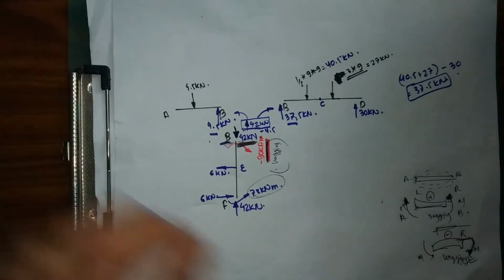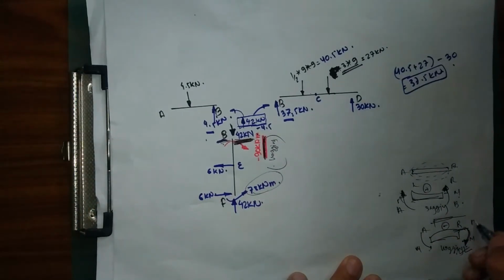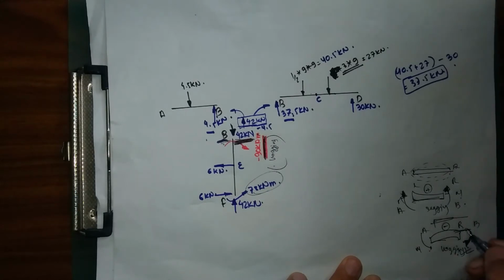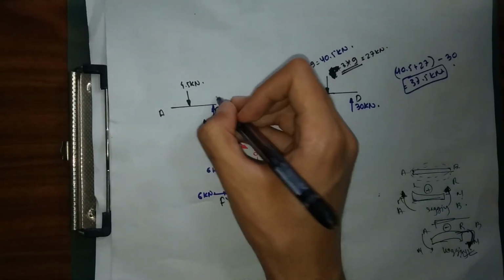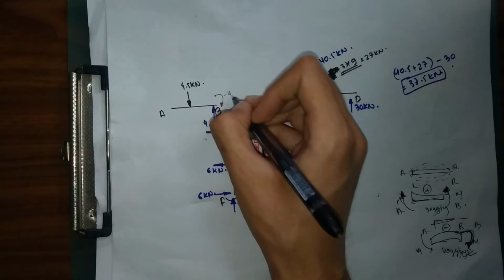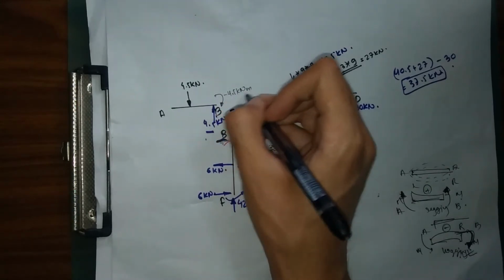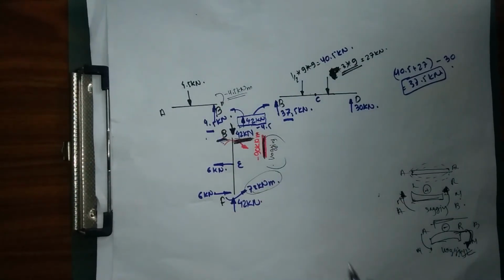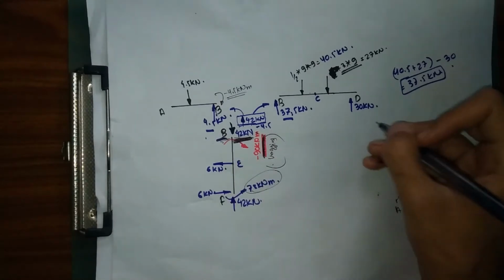For sagging, but right now I have hogging, so this is my member AB. For my hogging bending moment, I'm going to show my direction downward at the right portion. This is my minus 4.5, or you can simply put 4.5 as well. Now, as I explained before, our joint is going to transfer moment.